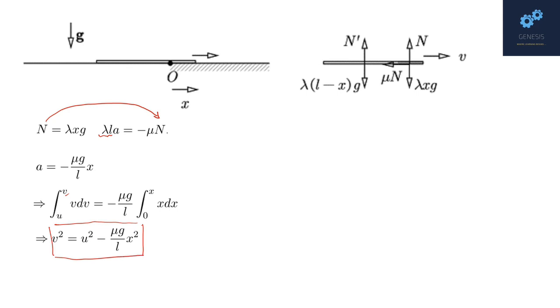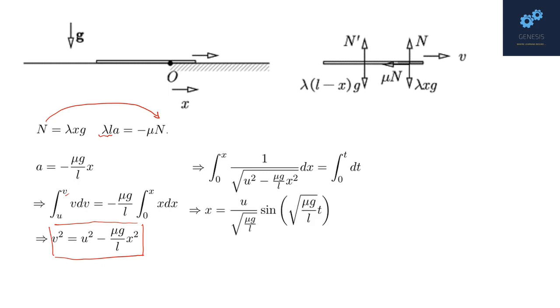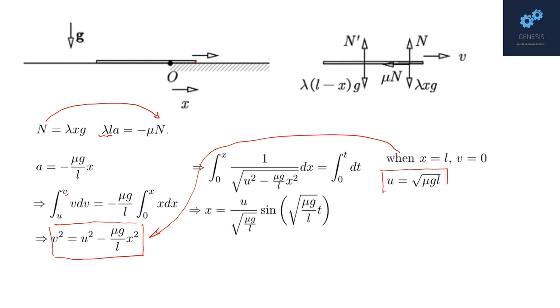And now take the square root and write v as dx by dt. Separate out the variables, perform this integration, and you will get x as u by root over of mu g by L sine of root over of mu g by L times t. Now we know that when x equals L, that means when this part goes L distance, that means the complete rod is inside the rough portion, then the speed becomes 0. Substitute this condition in this one. And from here, we will immediately get u is equal to root under mu gL. That is the answer to the first part.